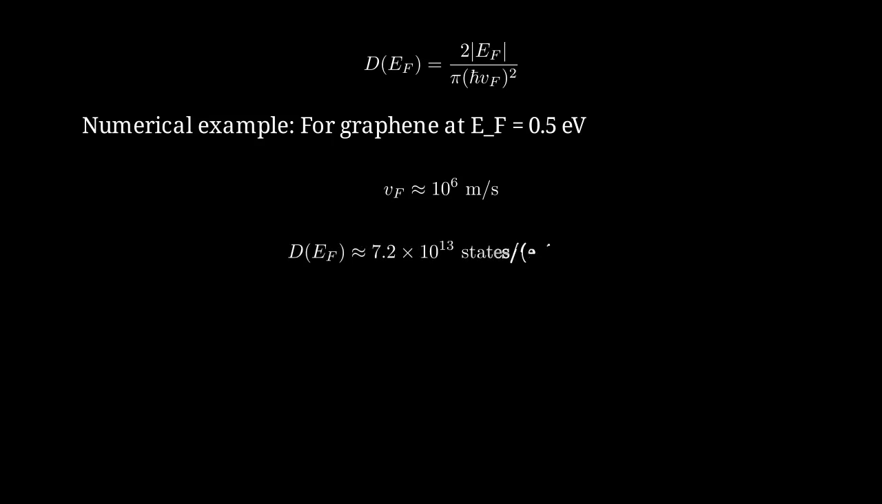This gives us a density of states around 7.2 times 10 to the 13th states per electron volt per square centimeter. Converting to quantum capacitance, we get approximately 1.2 microfarads per square centimeter, remarkably similar to classical values, but fundamentally different in origin. In real devices, quantum and classical capacitances combine in series.